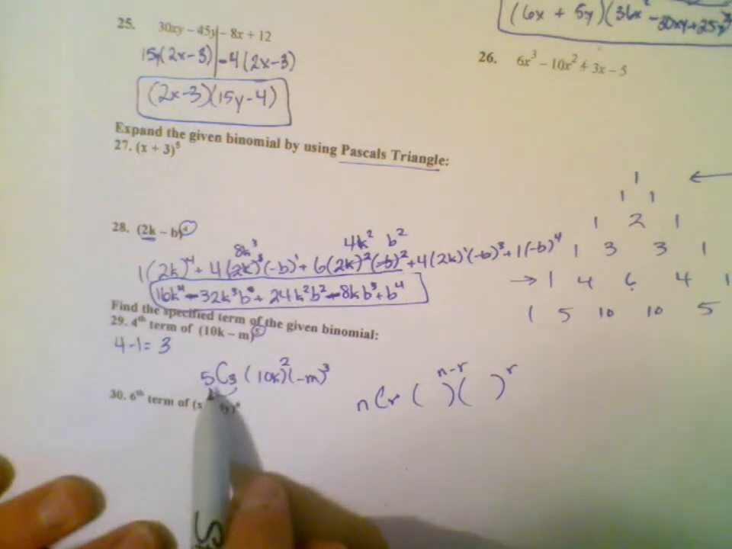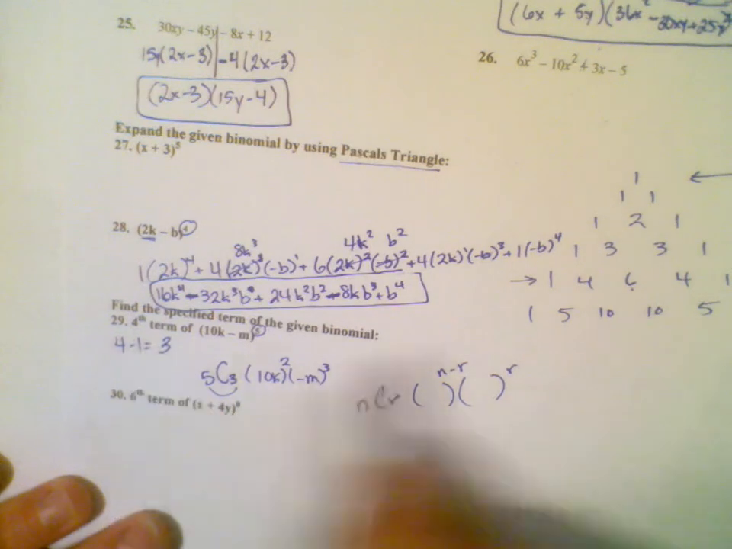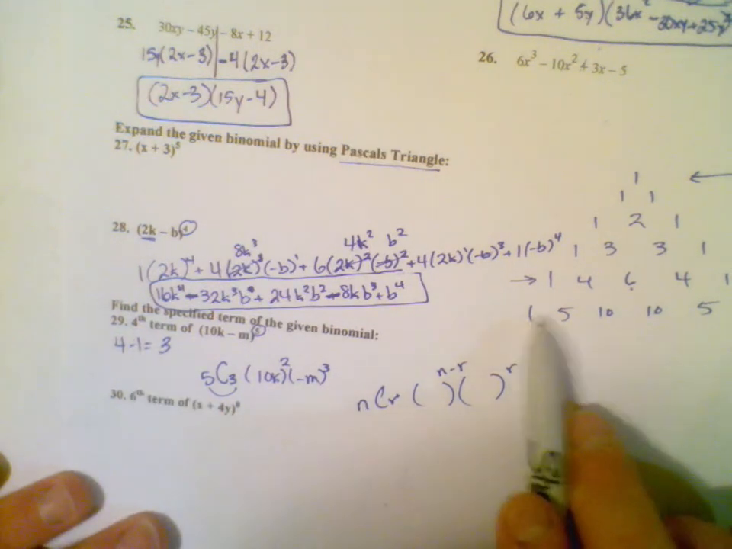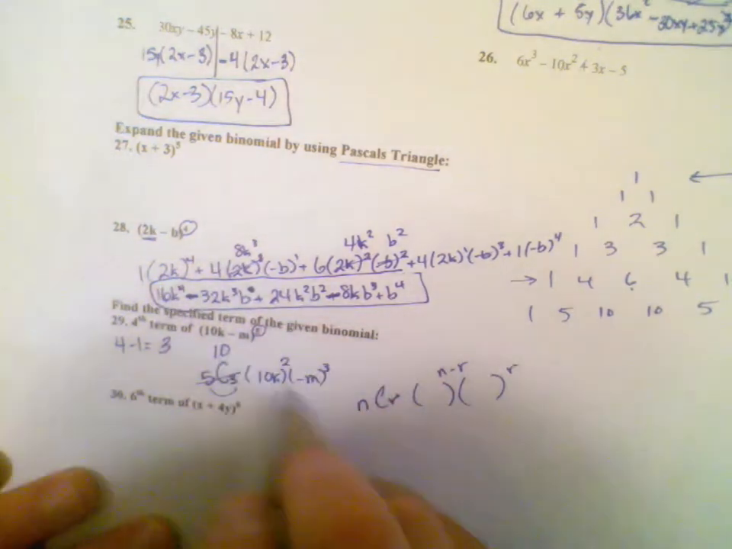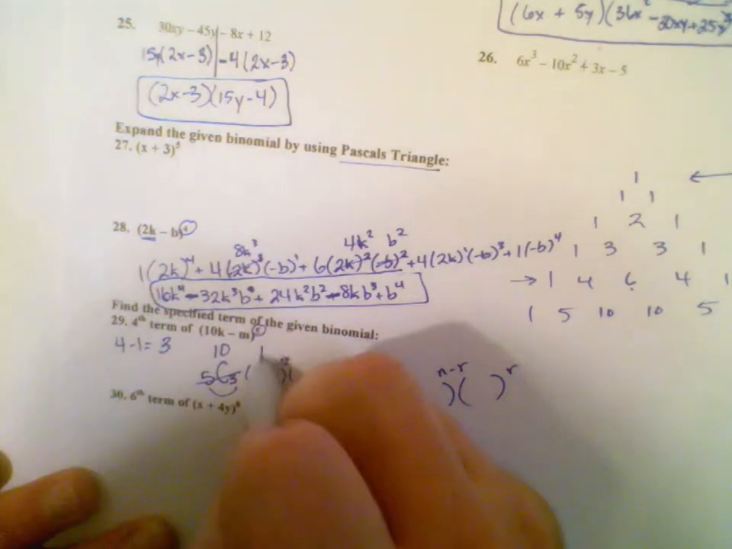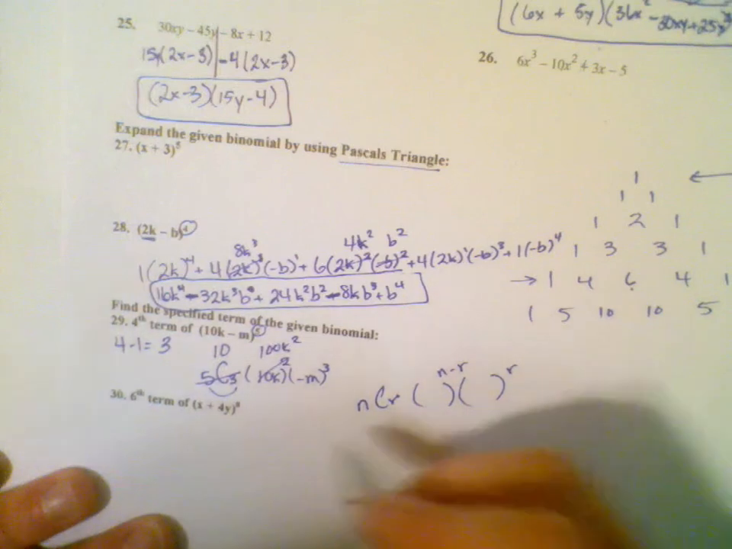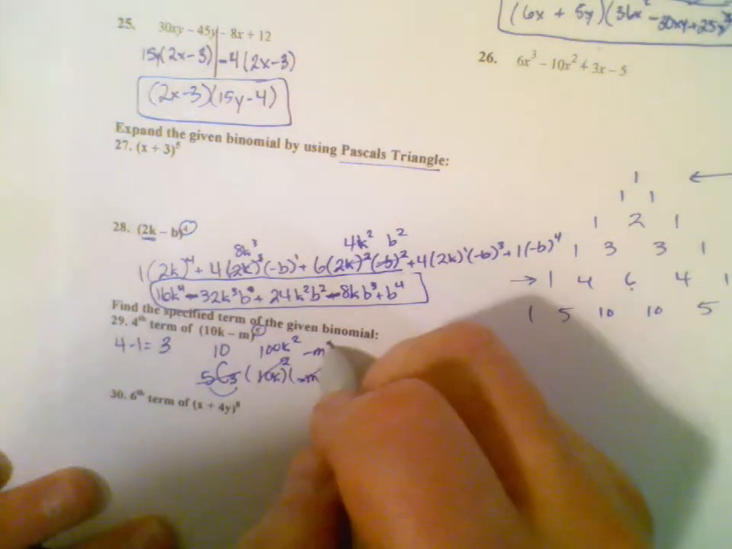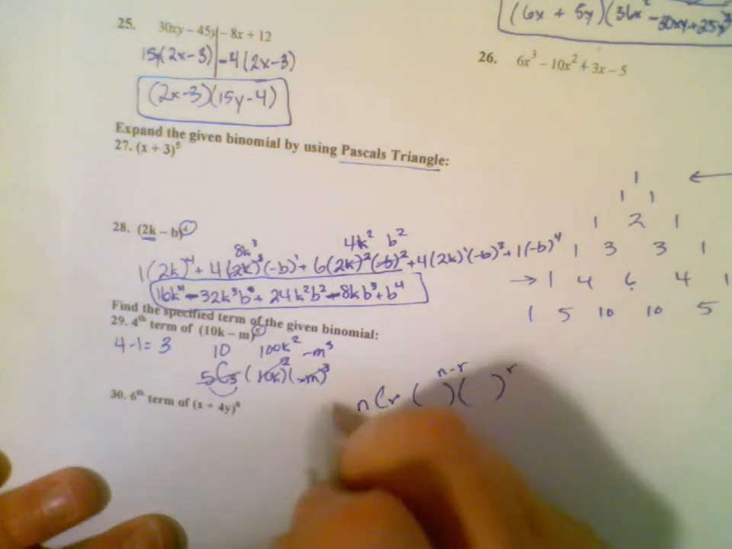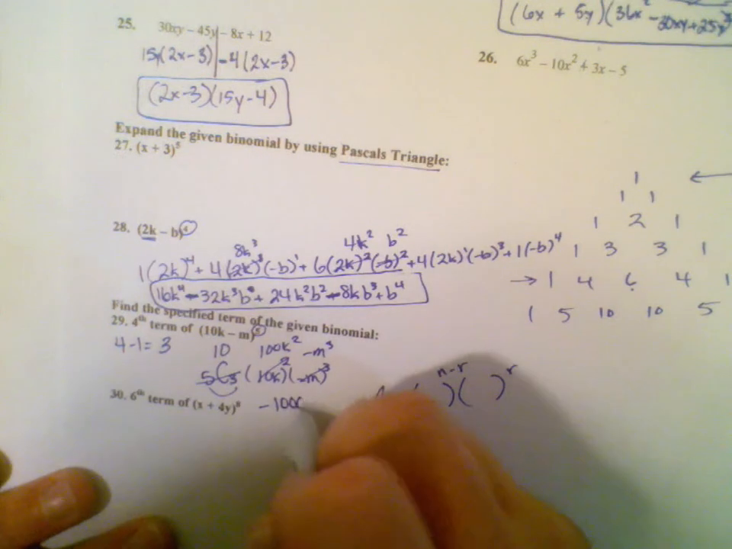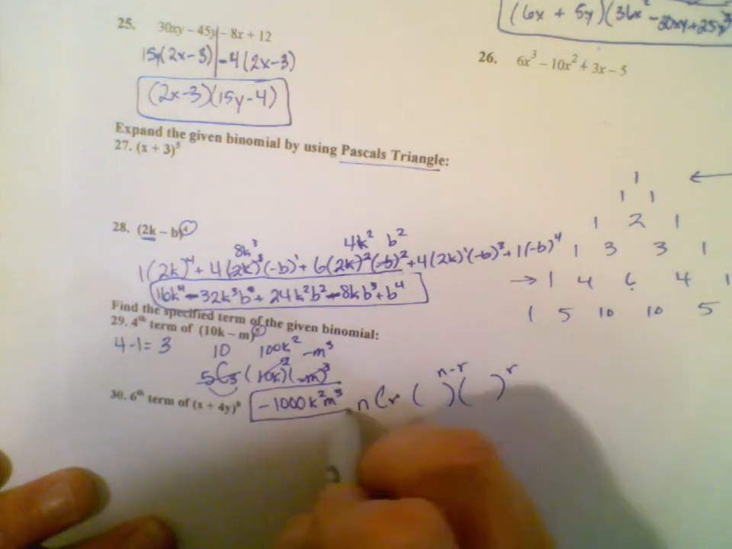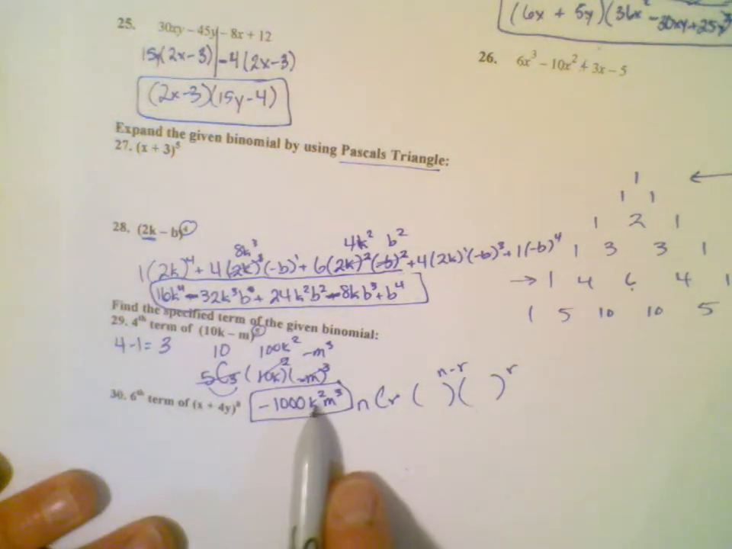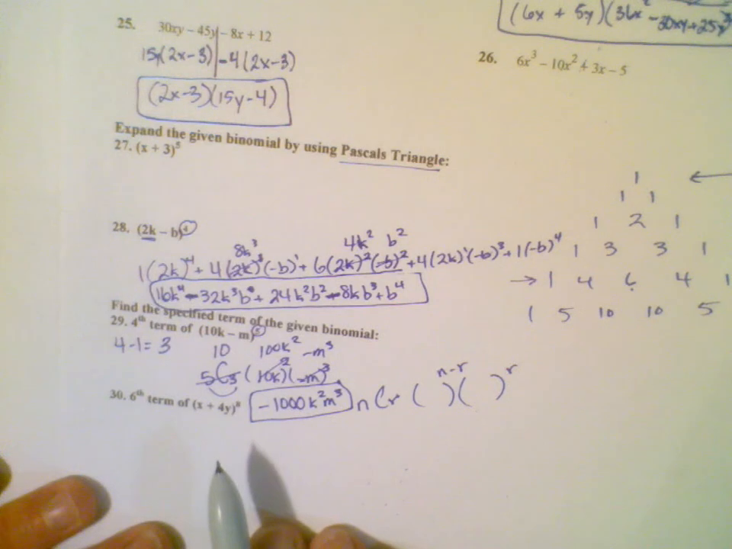Okay, so 5c3, I can use Pascal's triangle. 1, 2, 3, 4, that's 10. So this would turn into a 10. So 10 squared, this would be 100k squared. So then this would be a negative m cubed. Multiply all three of those together. We get negative 1000k squared m cubed. And I'm not going to be super picky on the order that you write those. Just if you write it in the order that you write it in the pattern, that's okay.